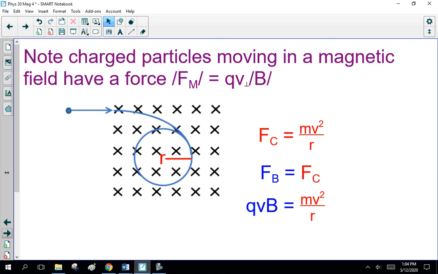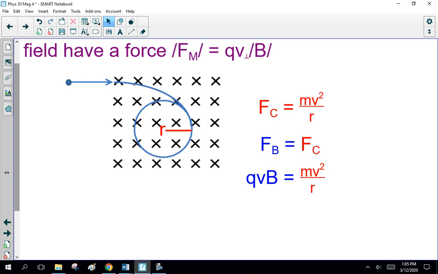Now, charged particles moving in a magnetic field have a force magnetic QVB. Now, this question is popular in the diploma because you've got centripetal motion from Physics 20, mv squared over r. And you look at your formula sheet, that formula's not there. Something they expect you to know. So the force magnetic, Fm, I'm sorry, not Fb, equals force centripetal, or QVB equals mv squared over r. So here's a lovely equation we get to play with.